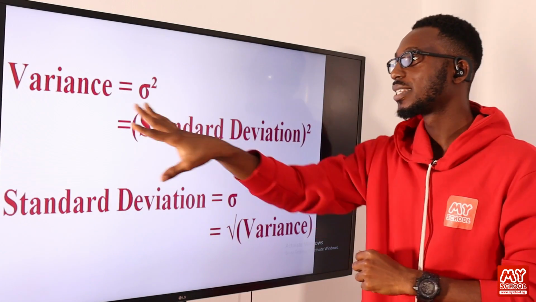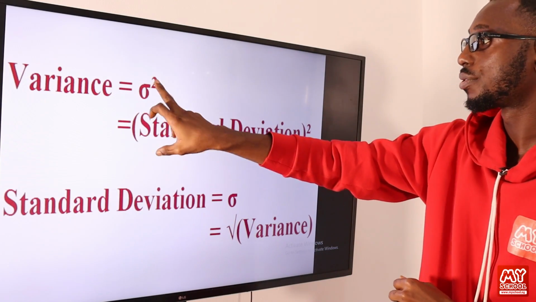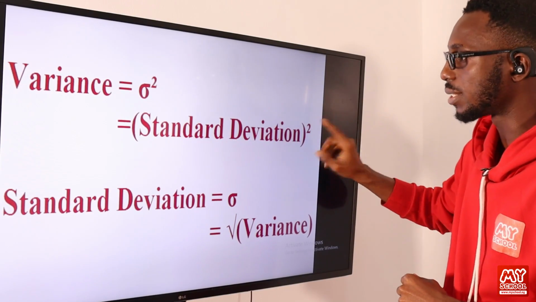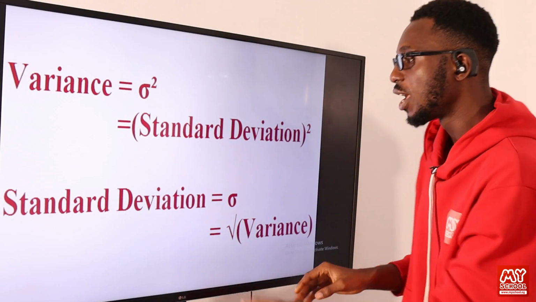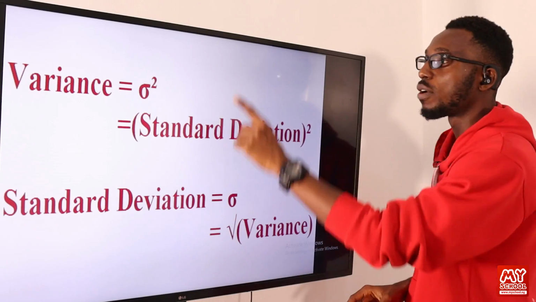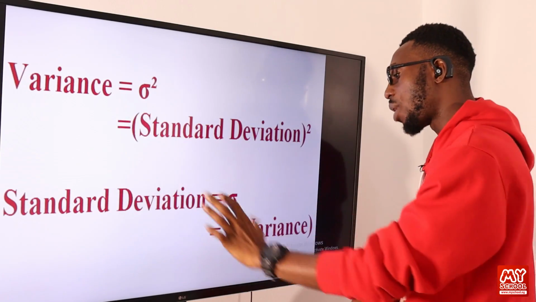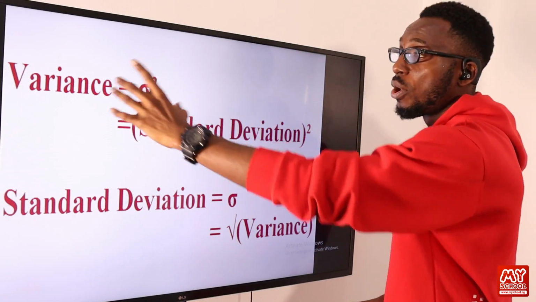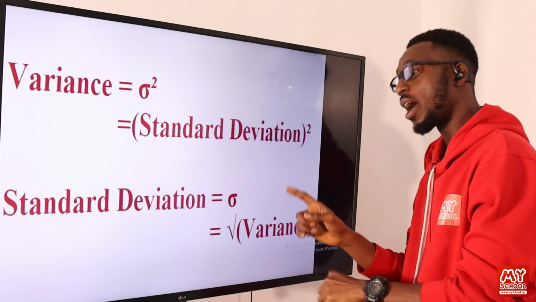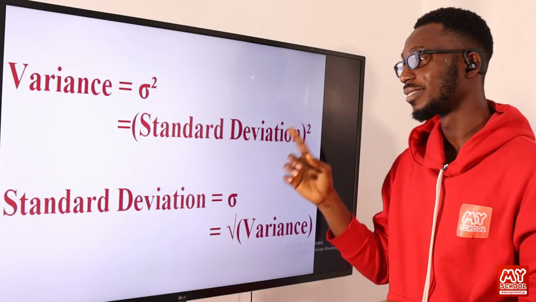Okay, so you can see this is your variance, part 2. Then we have your standard deviation, which is this. Basically, what this is telling you is that your standard deviation is the square root of your variance. So if your variance is 4, your standard deviation will be the square root of 4, and that is 2. The next slide.